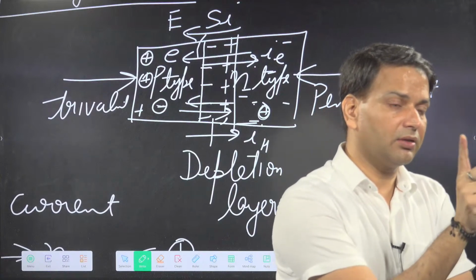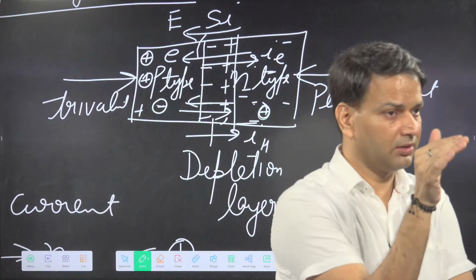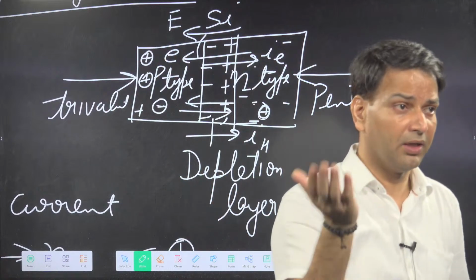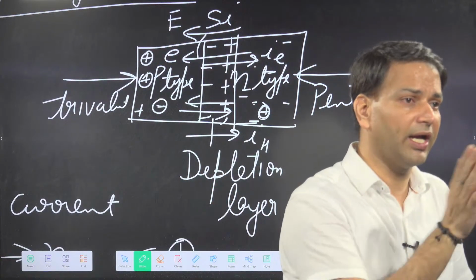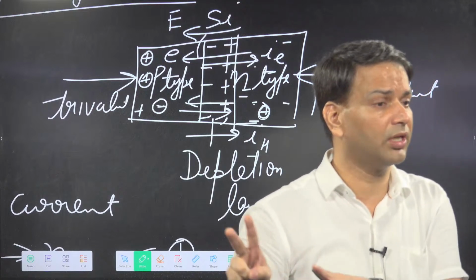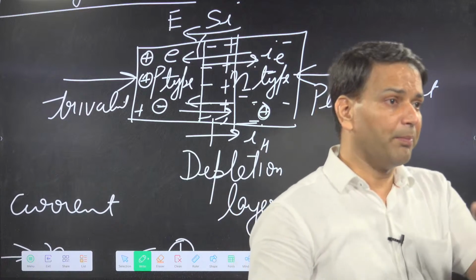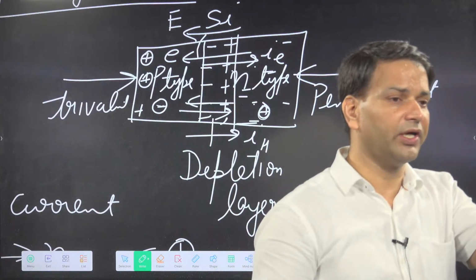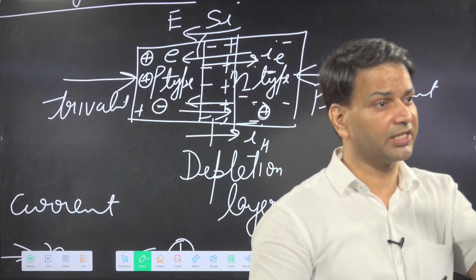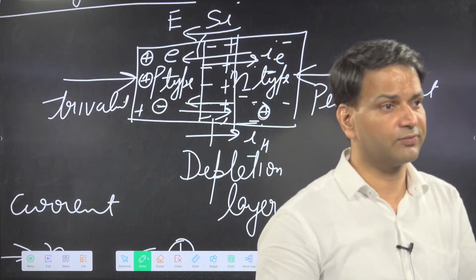I repeat again, due to the concentration difference, current is flowing from the P side to the N type. That is called the diffusion current. Diffusion current is coming due to the concentration difference. But here, due to the electric field, current is flowing, but it is in the opposite direction. It is flowing from N to P.